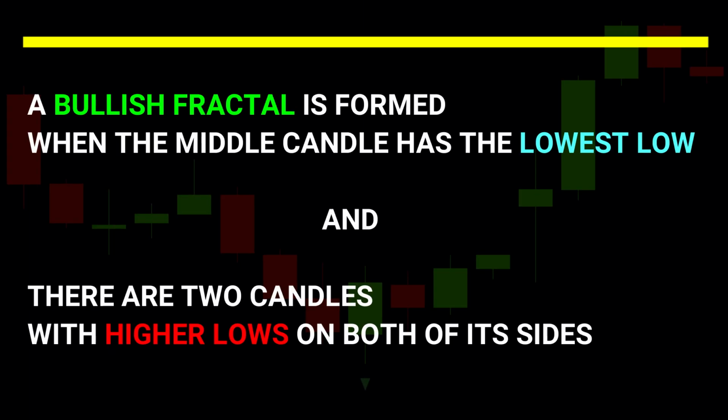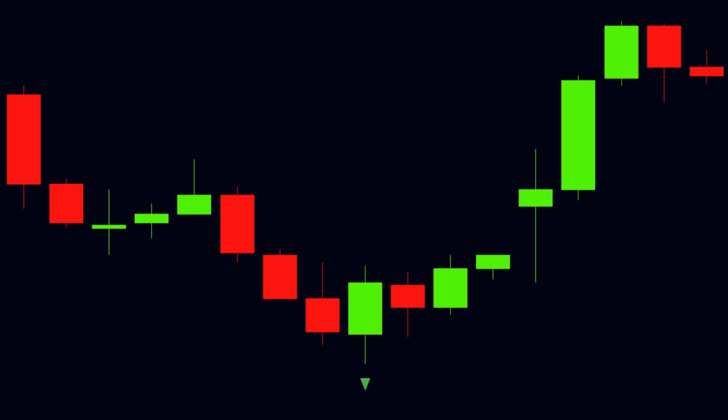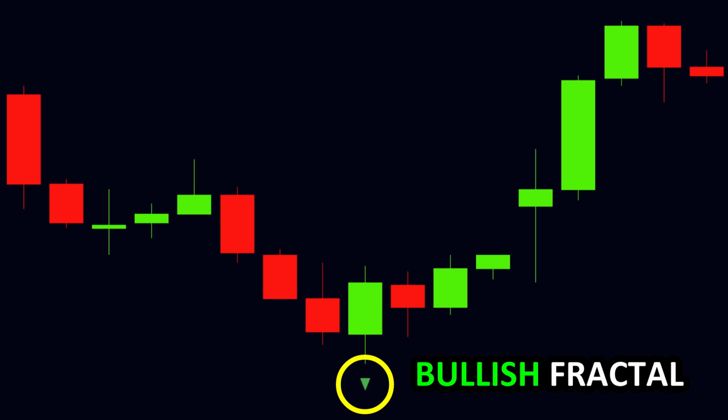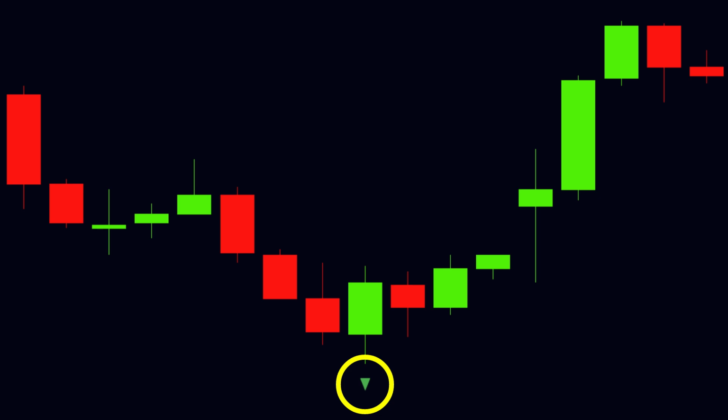A bullish fractal is formed when the middle candle has the lowest low, and there are 2 candles with higher lows on both of its sides. As you can see here, this middle candle has the lowest low, and the lows of its previous 2 candles are higher than it. Further, the lows of its next 2 candles are also higher than it. So, this is a bullish fractal. This bullish fractal indicates for the reversal that the downtrend may finish now, and from here, the price can move in the upward direction.